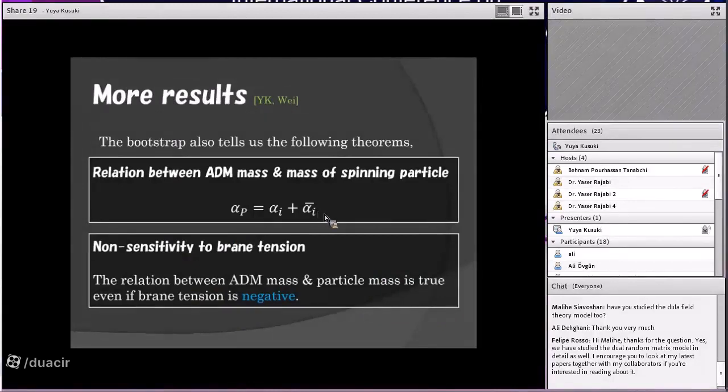Yeah, we can learn more from the same conformal bootstrap equation: we can give the relation between the added mass and the mass of a spinning particle like this one. And also we can find that the relation between added mass and the particle mass does not depend on the tension of the brane. Our relation between added mass and the particle mass is true even if we consider the negative tension brane.